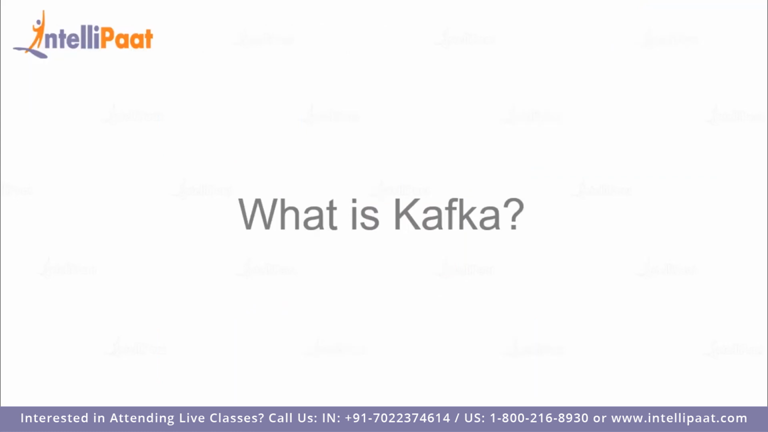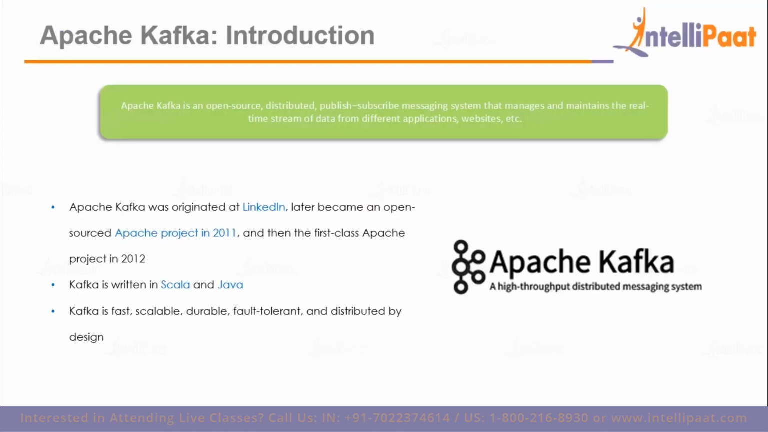Now let's understand what exactly Kafka is. Apache Kafka is an open source, distributed, publish-subscribe messaging system that manages and maintains real-time streams of data from different applications and websites. So this basically means that this is an intermediate system between all of the producers and all of the consumers, or all of the front-end servers and all of the back-end servers, and it provides a proper system with which we can deal with and maintain the real-time stream of data.